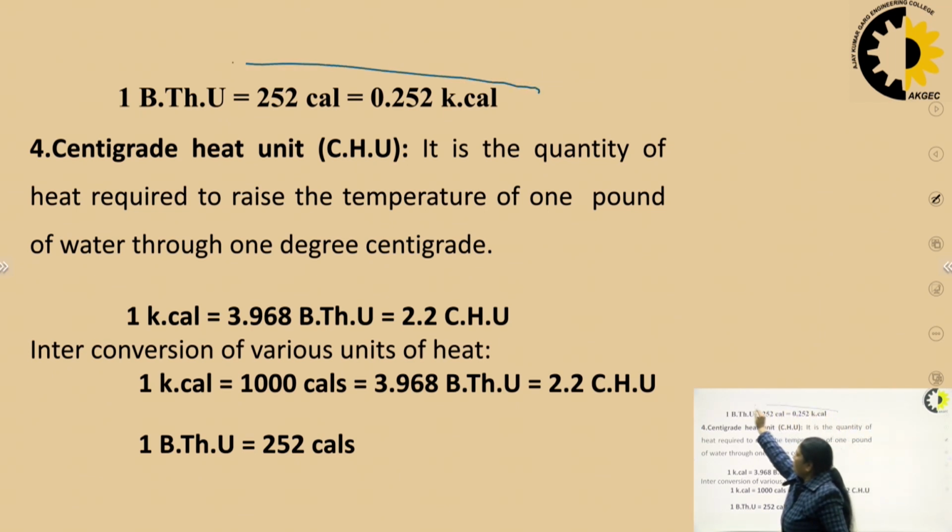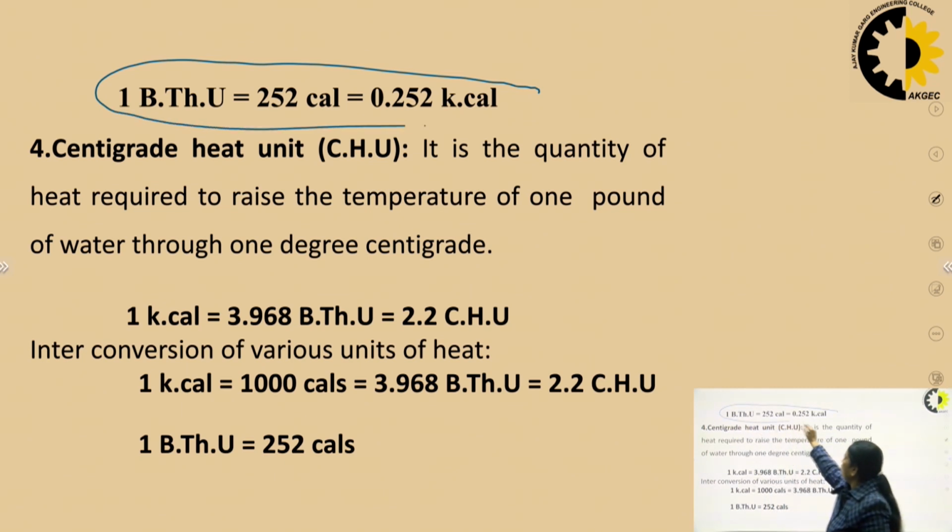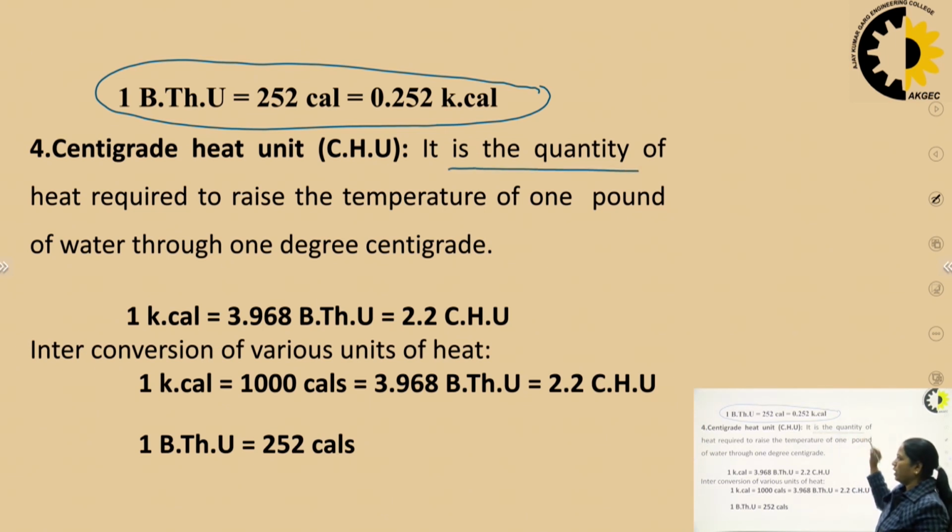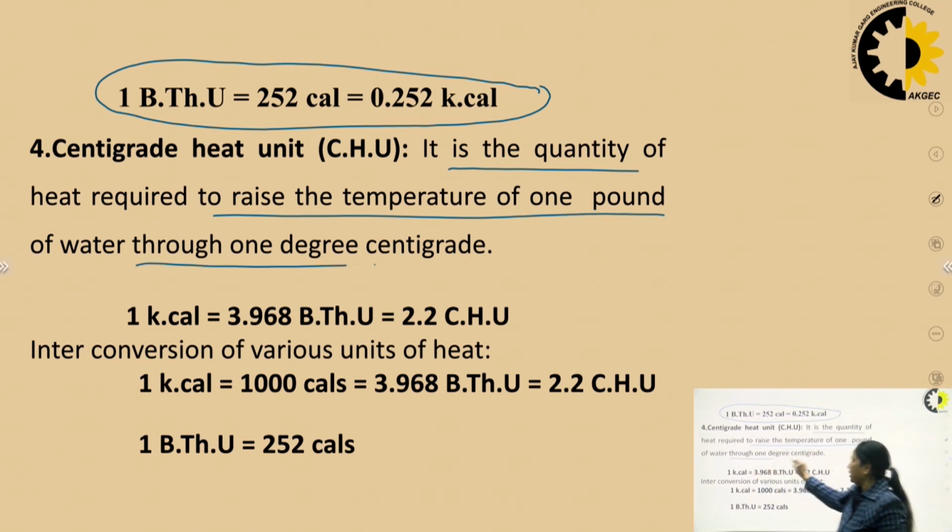So the value becomes that 1 BTU, which means British thermal unit, is equal to 252 calories. This is the unit by which we can convert the calorific value into another unit. The next unit is the centigrade heat unit. It is the quantity of heat required to raise the temperature of 1 pound of water through 1 degree centigrade.